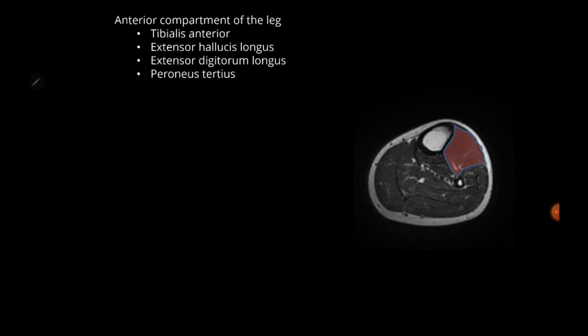Now let's see the muscles of the leg and foot. So the leg can be divided into three compartments. First is the anterior compartment, which contains tibialis anterior, extensor hallucis longus, extensor digitorum longus, and peroneus tertius muscles.